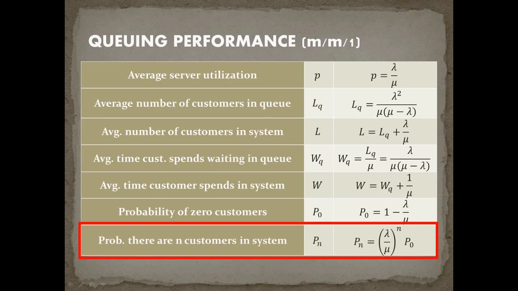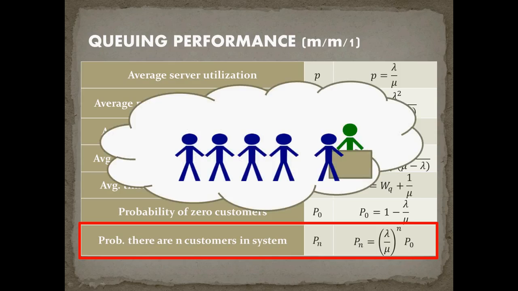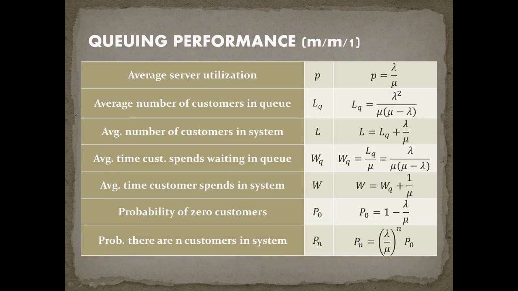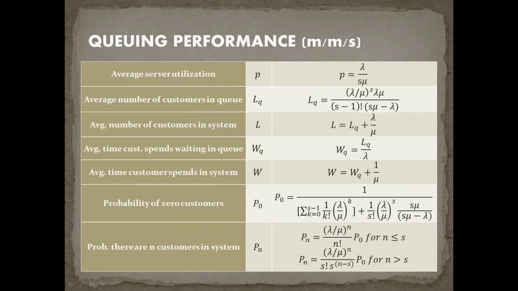And then what are the probability of n customers in the system? So maybe I want to know if there's 3 or 4 or 5 or 6. And so in this case, the probability of exactly 5 customers in the system maybe is 20% of the time. And so those are our queue performance metrics that we're going to look at. How do these adapt if I go from having 1 server to S number of servers? You can see there's not too big of changes.